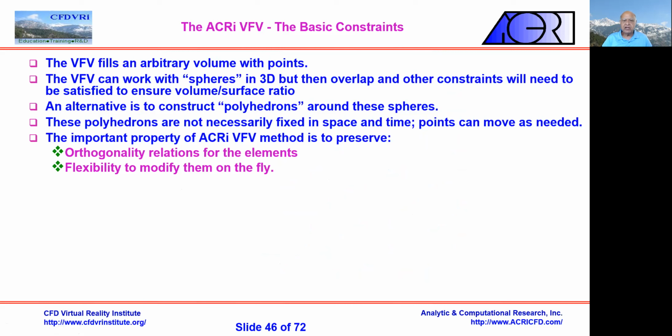So Voronoi, or the virtual finite volumes, fill the arbitrary volume, okay? So virtual finite volume can be spheres in 3D, but then overlap and other constraints must be satisfied to ensure the volume to surface ratio. They can be constructed as polyhedrals. Now here is what happens. In 2D, you can show that you can fill any space with virtual finite volumes, with Voronois, right? The problem is, just like the tetrahedrals, when you come to 3D space, there is no way to fill any arbitrary 3D space with polygons, with Voronois. But you can approach close to that, just like we do with TETs in 3D. So it is possible in theory to get a finite volume which gives you an arbitrary orthogonal map, right? Okay.